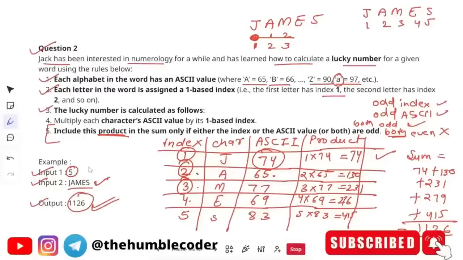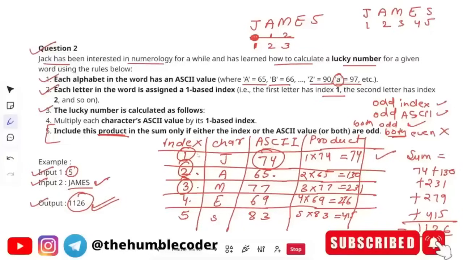What we need is, we were given an input, basically two inputs. First input was the number of elements in the input array. Second was the input array itself, and the output basically is the summation. We have taken the index values, we have taken the ASCII values, we have multiplied the index and the ASCII values, and we have found the product.